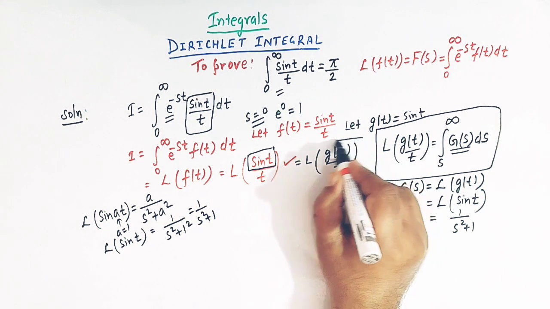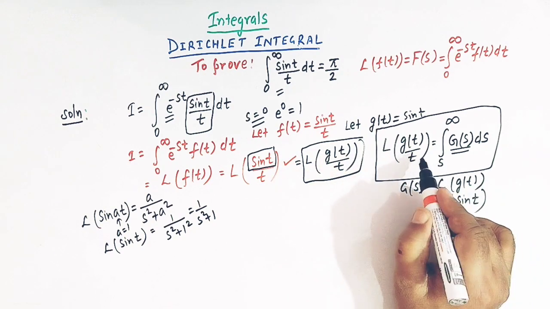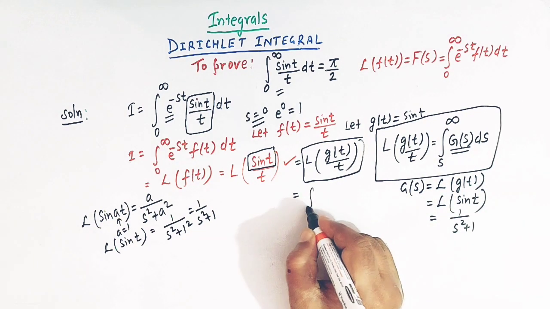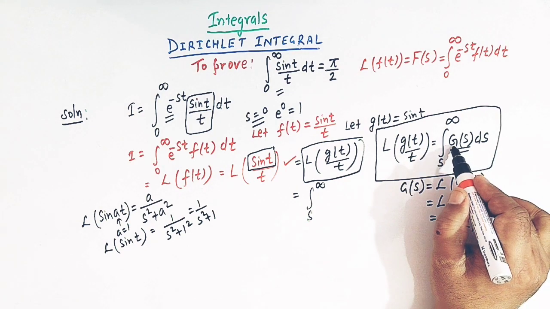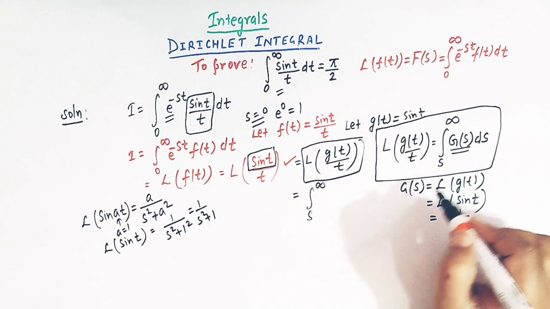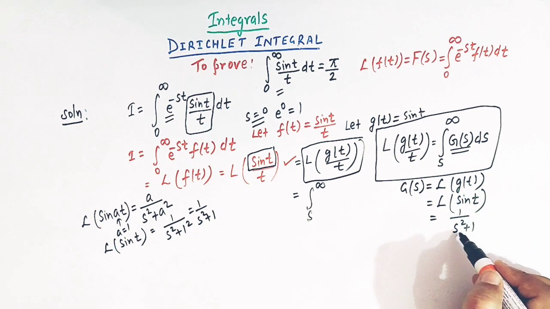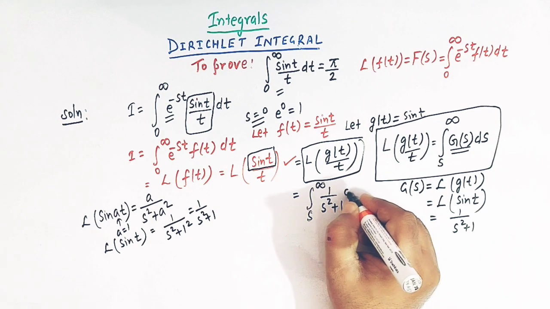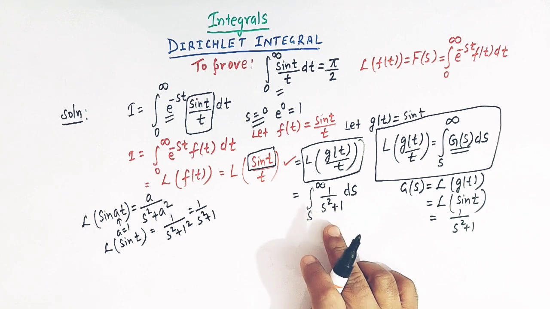So now this Laplace transform of g of t over t is given by this integral, that is s to infinity, and here we have capital G of s, which is the Laplace transform of g of t, that is 1 over s square plus 1, right? So now we have to evaluate this integral.